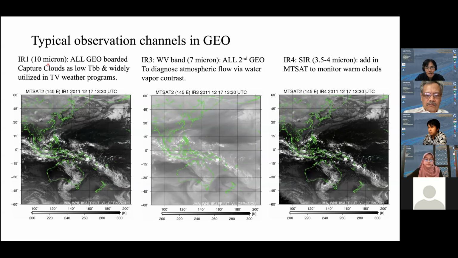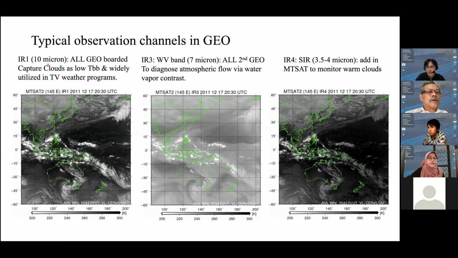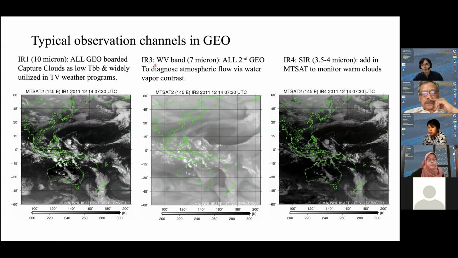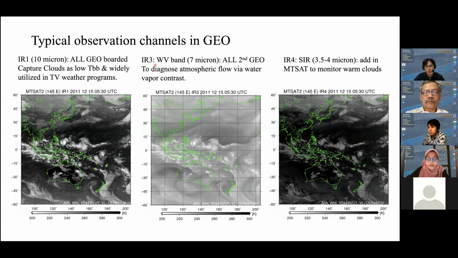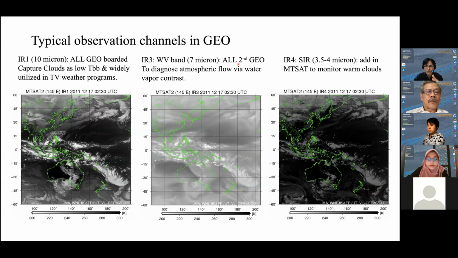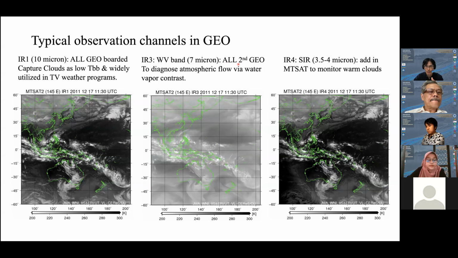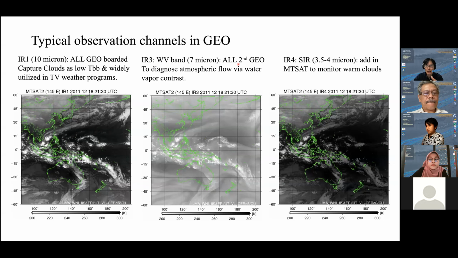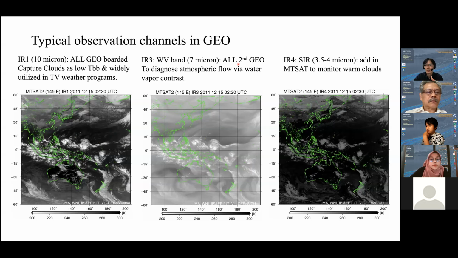This is the water vapor band. The center wavelength is 7 micrometers. And I will mention later that the old second-generation GEOs have this band. This 7 micrometer wavelength is sensitive to water vapor in the atmosphere. This wavelength is a kind of indicator of how much water vapor is available in the atmosphere.